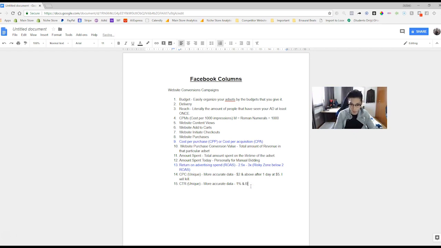Anything that is 1% and below after the first day as well, I will just kill, man. Because if out of 1,000 impressions, less than 1% click, right, you are wasting your money. The amount of people clicking is negligible. It can be considered nothing at all, right? So you want to make sure that you have 1% and above. 1% is a little bit risky. Preferably what you want is to have 2% and above, but 1% is still fine.